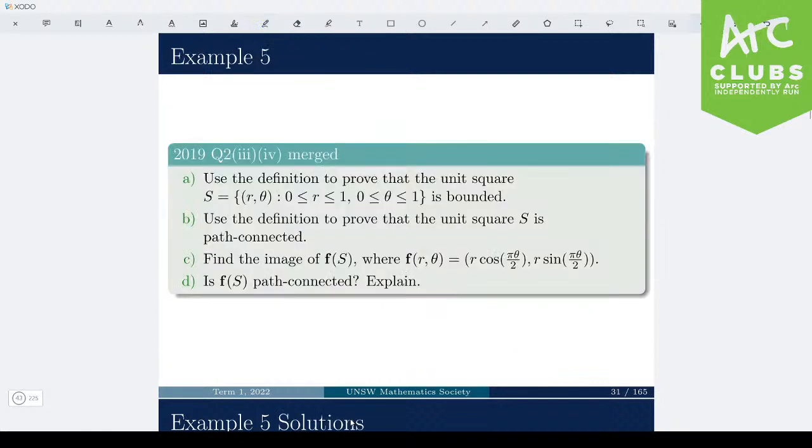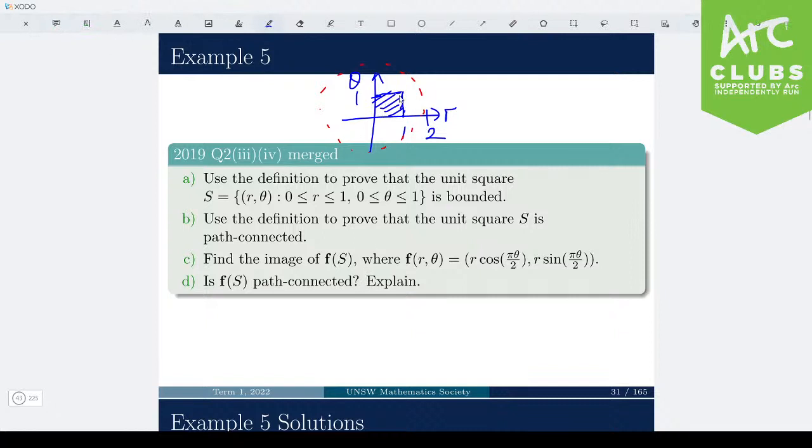All right. Example 5. Use the definition to prove that the unit square S, where r is between 0 and 1 and theta is between 0 and 1, is bounded. So essentially our diagram will look something like this, with corner at (1, 1). We have a unit square here. That's closed. We want to show that it's bounded. This should be relatively easy, right? We can just choose any bigger radius. Let's say we choose 2. Then this circle encloses our unit square.